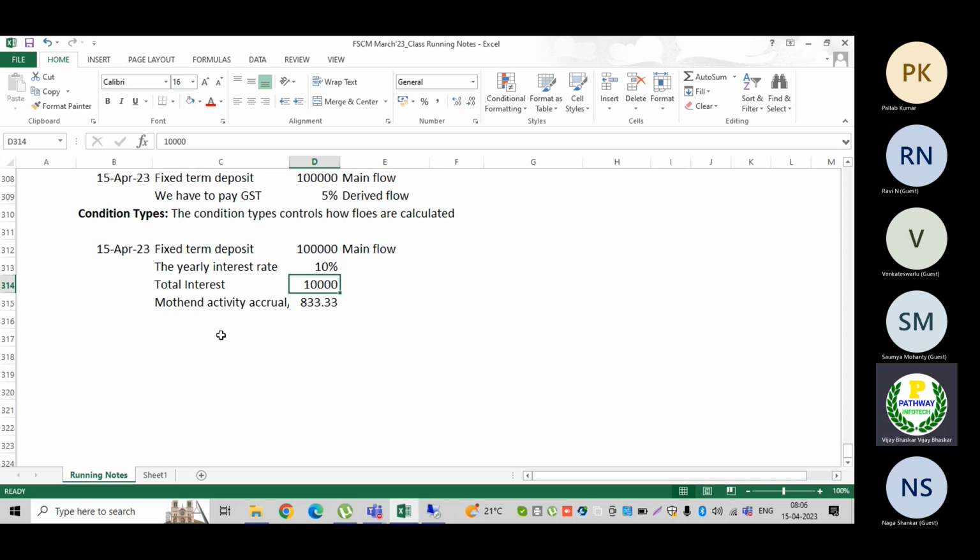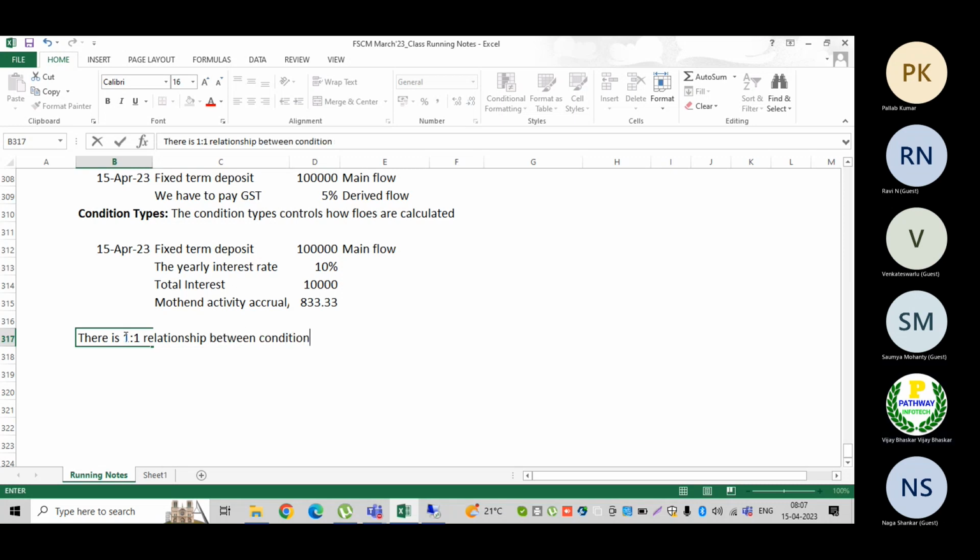Okay, we have seen about the condition types. Then there is a 1:1 relationship between the condition types and the flow types. Remember, you need to understand there is a 1:1 relationship between condition types and the flow types.